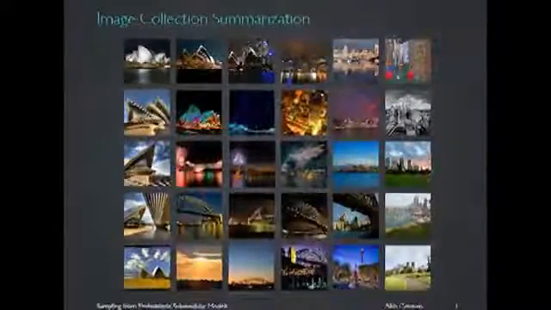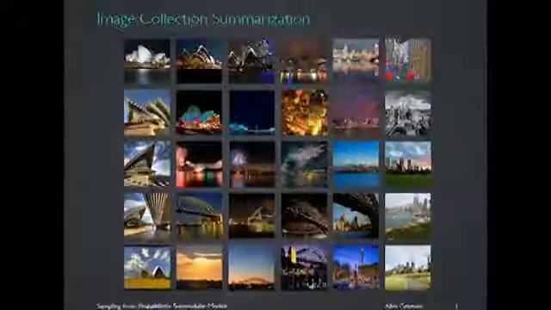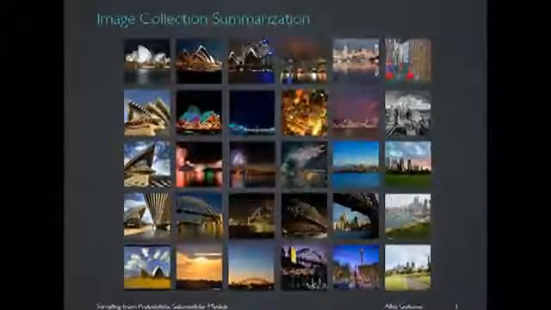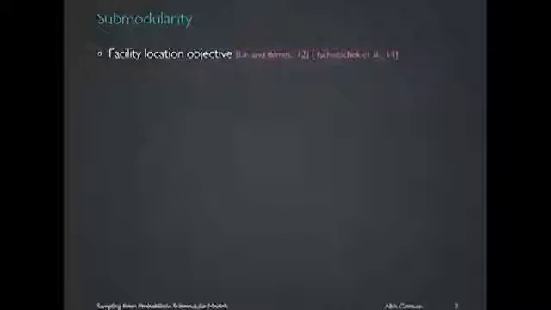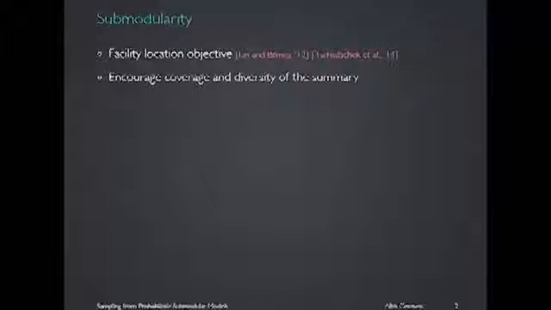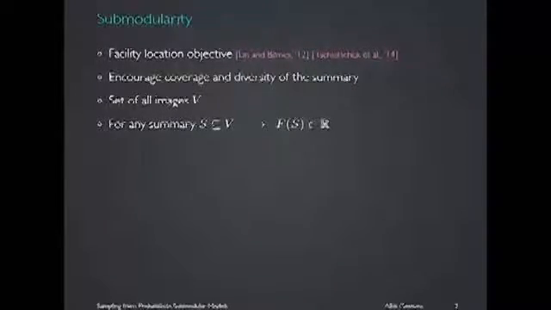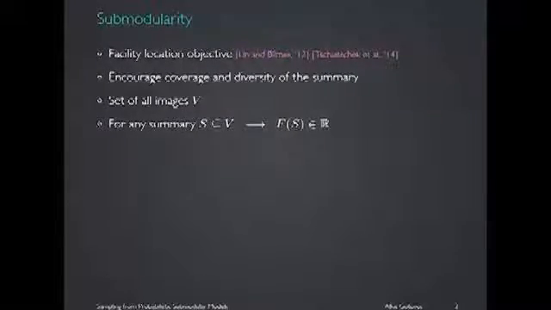Imagine you have a big collection of images, and you want to summarize it. So you want to select a few representative images from this collection. One objective that has been used for this task is facility location. I won't go through this in detail here, but on a high level, it encourages a combination of covering the image collection as well as having a diverse summary. If you call the set of images V, then for any summary, so for any subset S of V, this function would give you a score f(S).